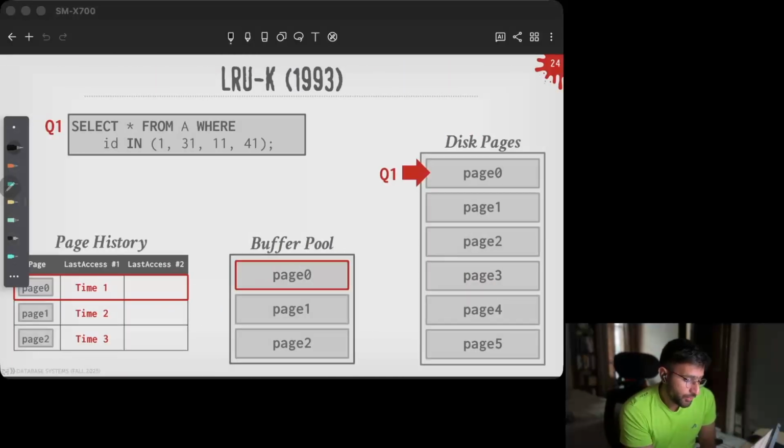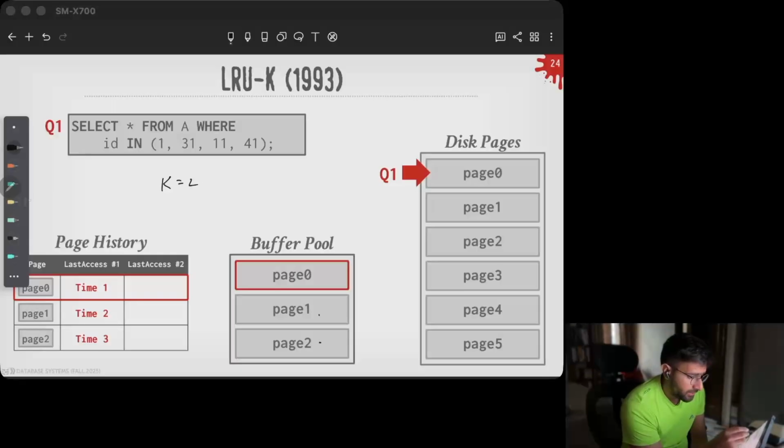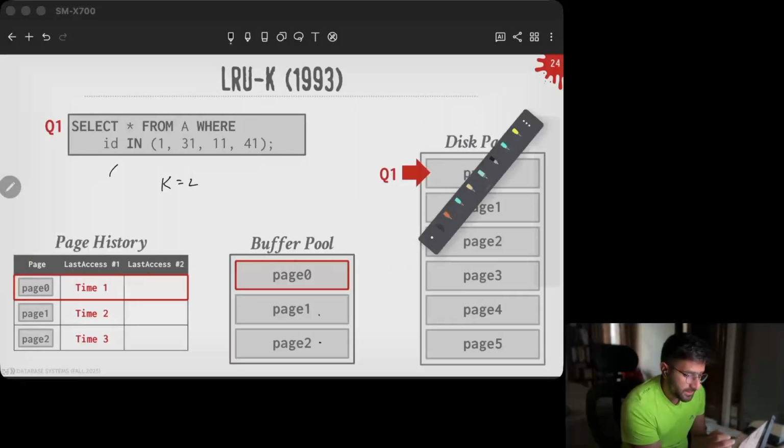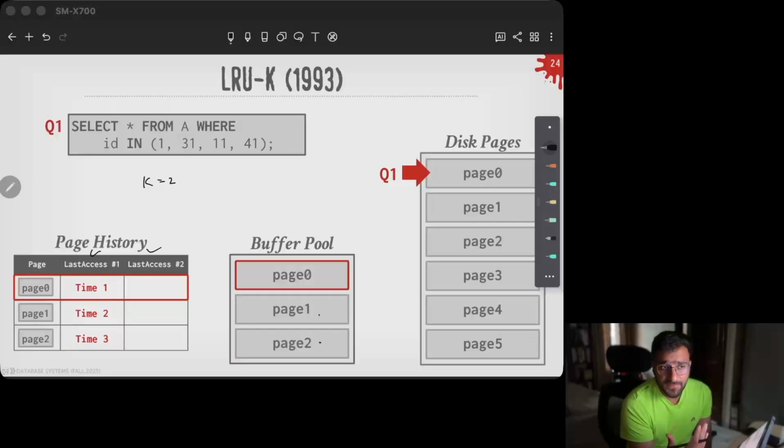So let's do a walkthrough. Assume that you have these three pages in memory, starting in the base scenario: page 0, page 1, and page 2, and k is set to 2 here. It's not written anywhere, but let's say k equals 2. So we have two timestamps, time 1, time 2, and time 3. These are the timestamps when this page was particularly accessed.